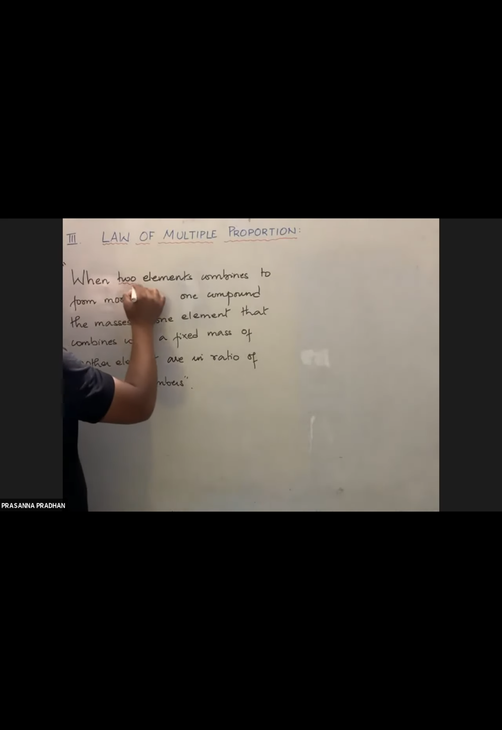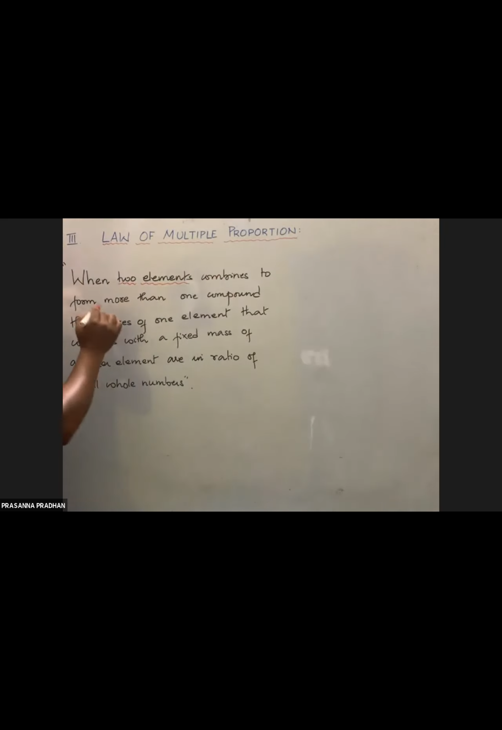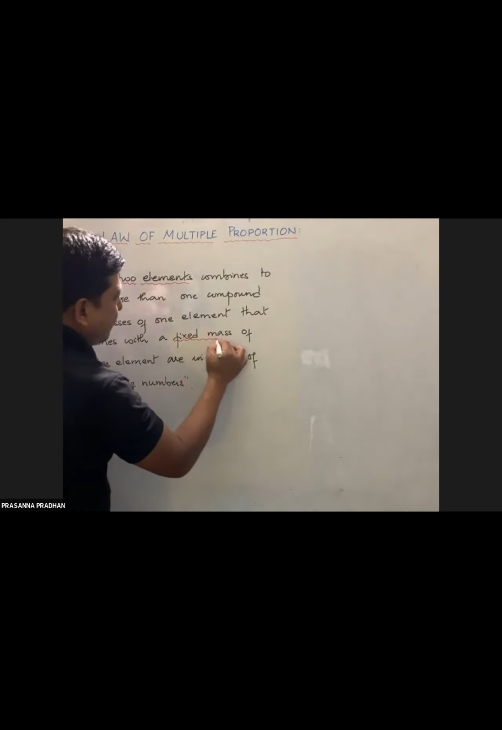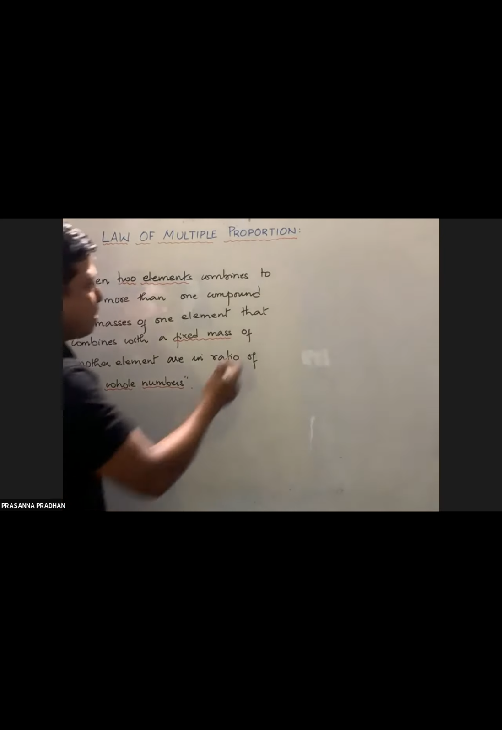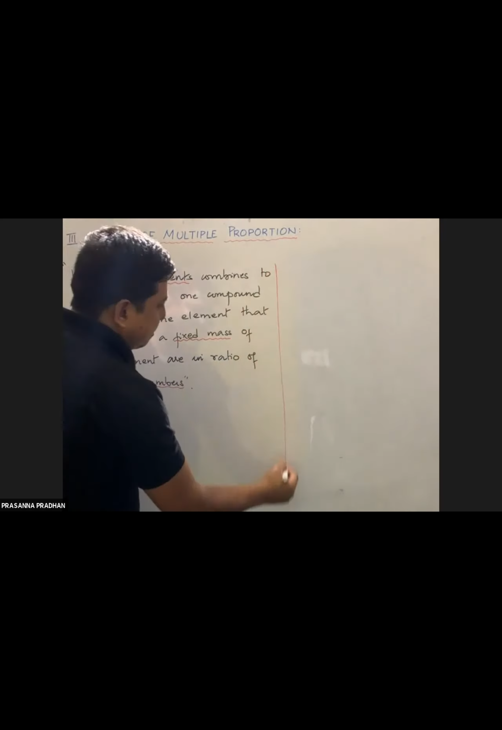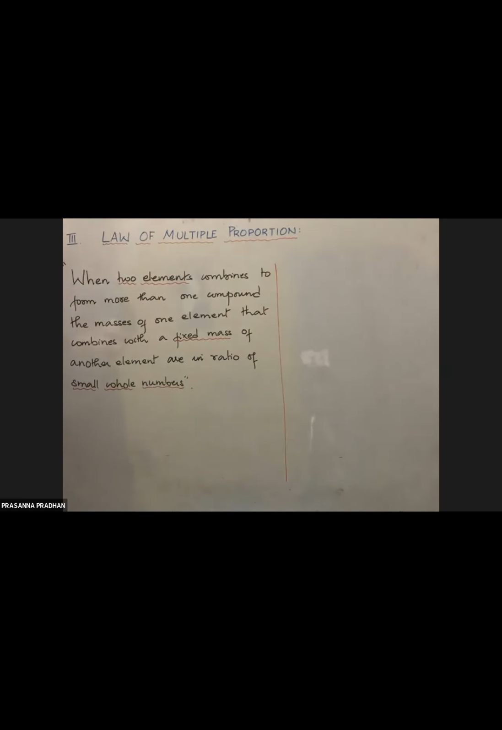ठीक. So now, according to this law, when 2 elements combine to form more than 1 compound, the mass of any one element that combines with the fixed mass of another element are in a ratio of small whole numbers. इतना लंबा law, what is this all about? Let us see.